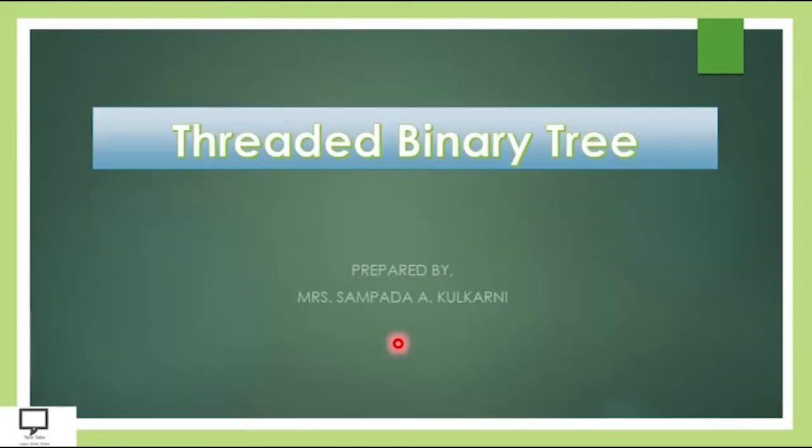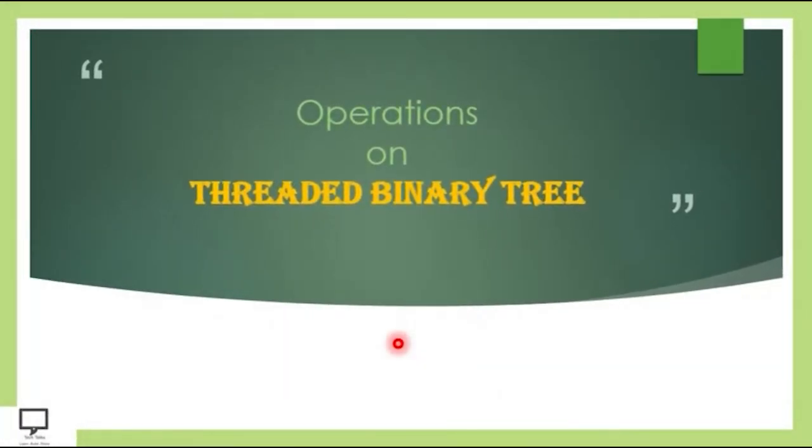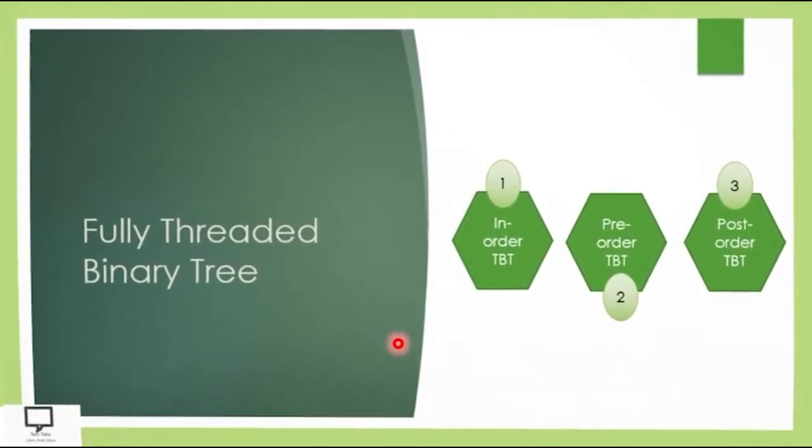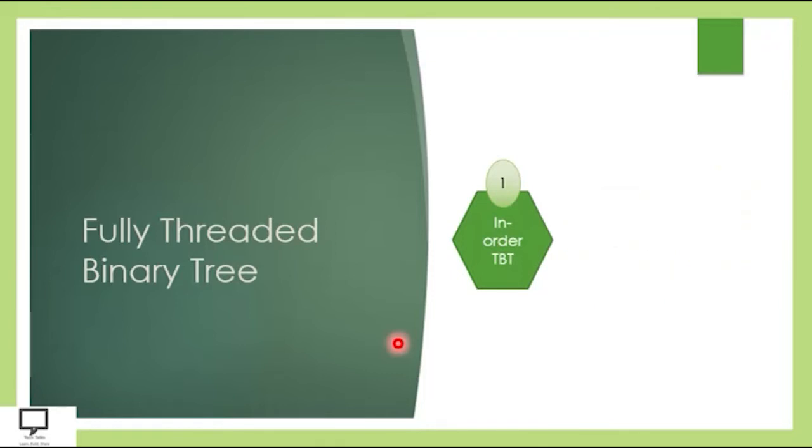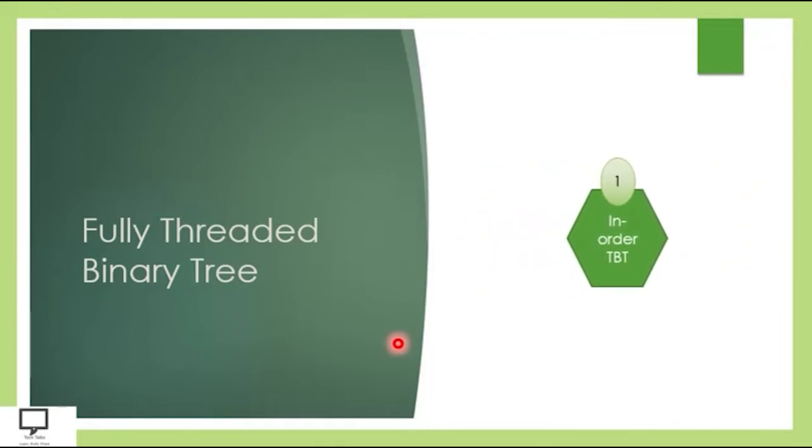Now let's see the operations that can be performed on a threaded binary tree. Here we are focusing on the fully threaded binary tree, in which there are three variations: in-order threaded binary tree, pre-order threaded binary tree and the post-order threaded binary tree, of which we are focusing only on the in-order threaded binary tree.